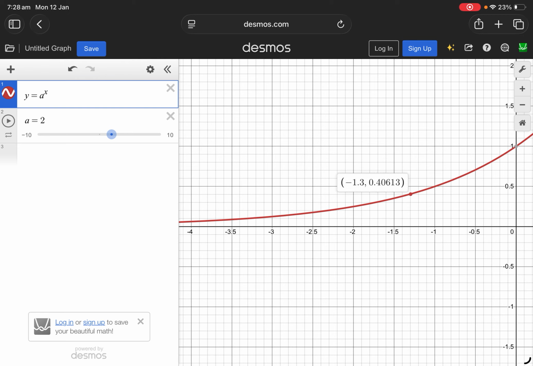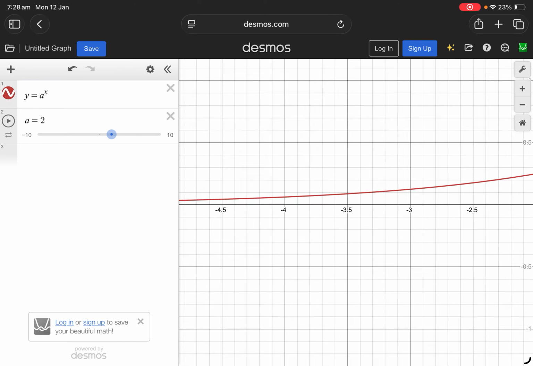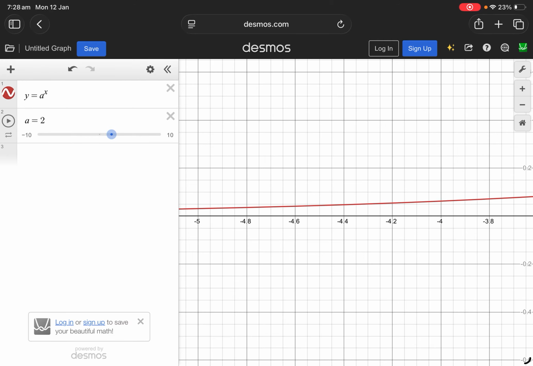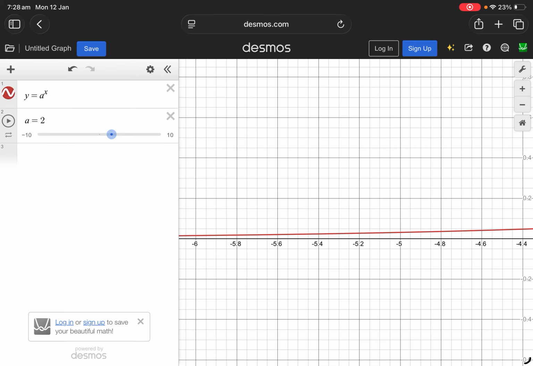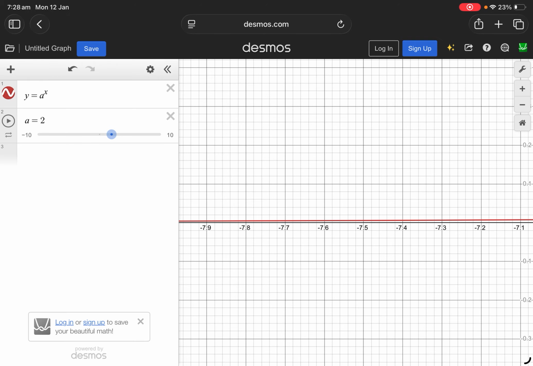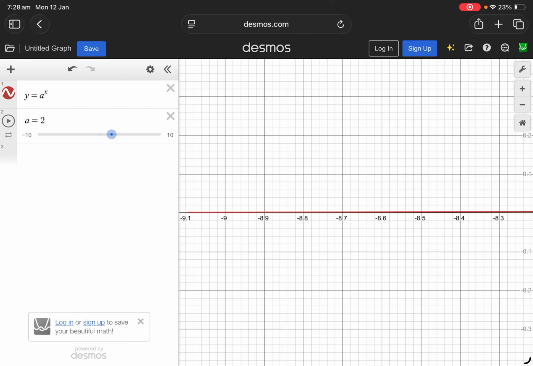As we go down to 2, y becomes 1/4. And as we keep going down, we're going to get an 1/8 here, and it's going to keep going down. Now, our denominator on our fraction is going to get bigger and bigger and bigger, which means that our fraction is going to get smaller and smaller and smaller. So it's going to get really, really close to 0.